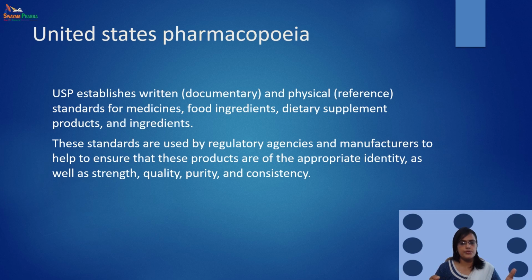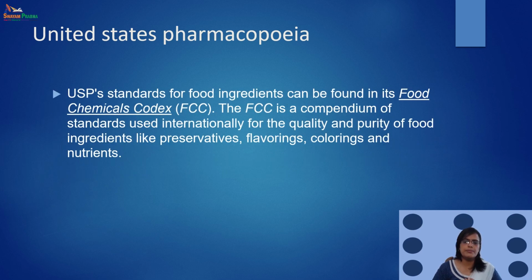USP 800 is an example of a publication created by the United States Pharmacopeia. USP standards for food ingredients may be found in the Food Chemicals Codex, the FCC. The FCC is a compendium of standards used internationally for quality and purity of food ingredients like preservatives, coloring and nutrients.